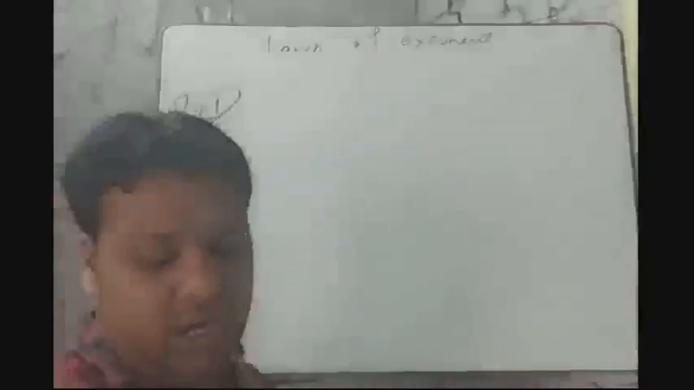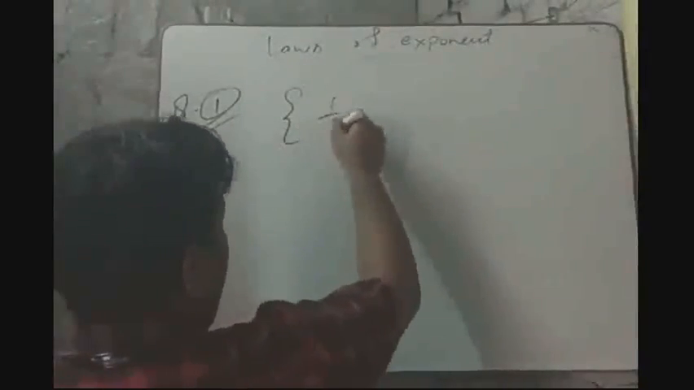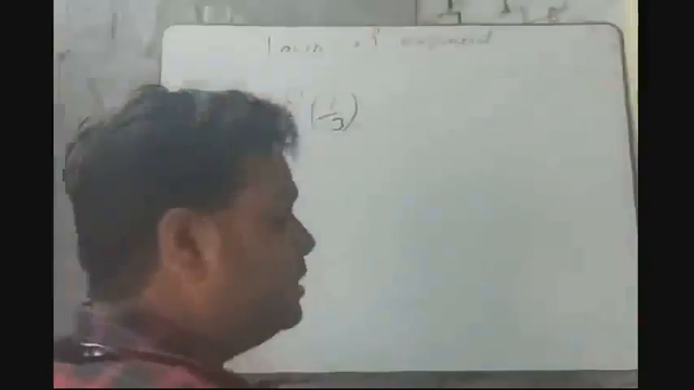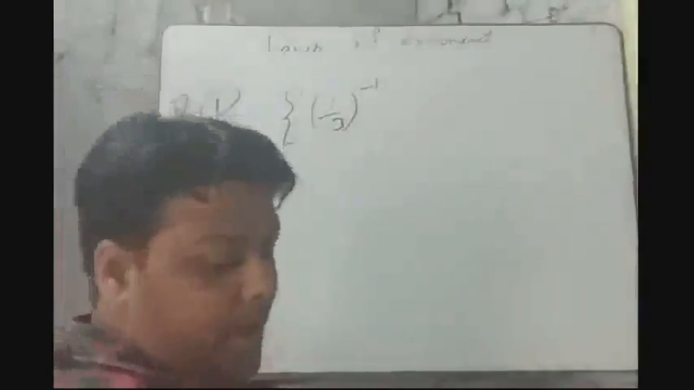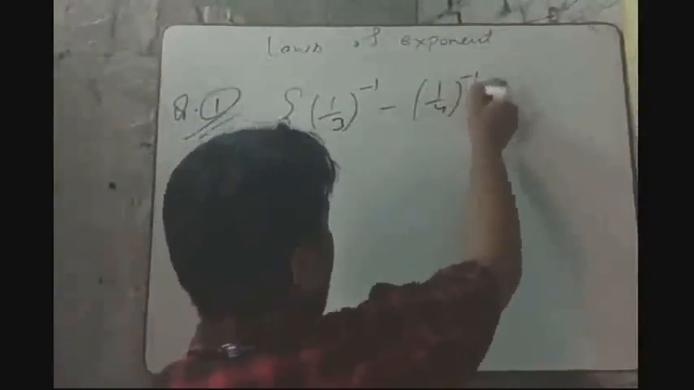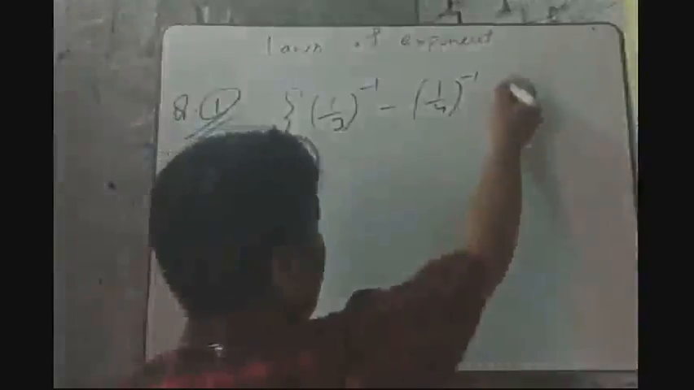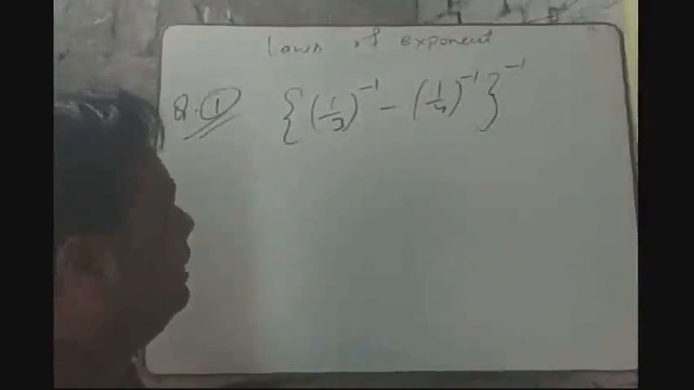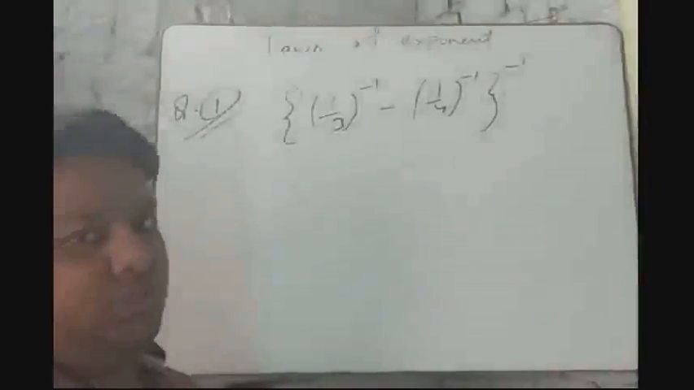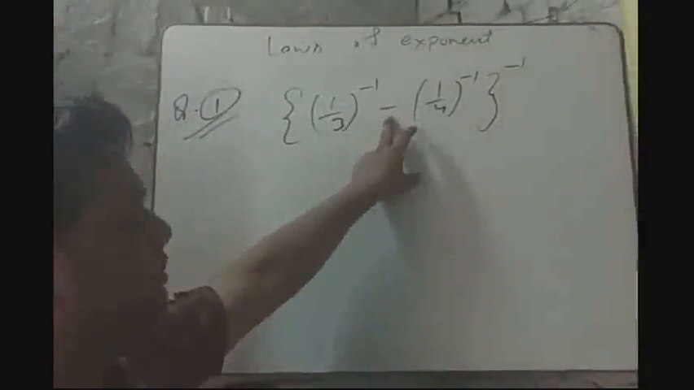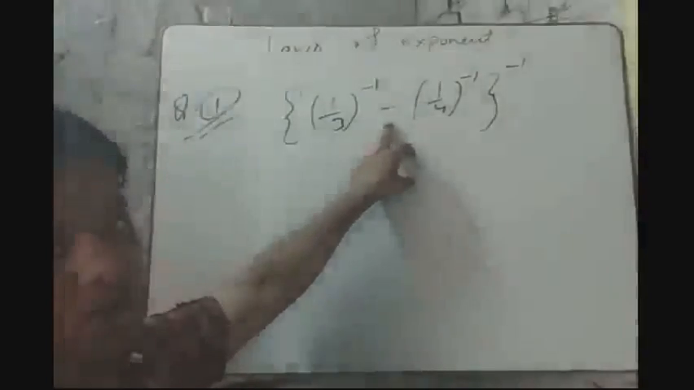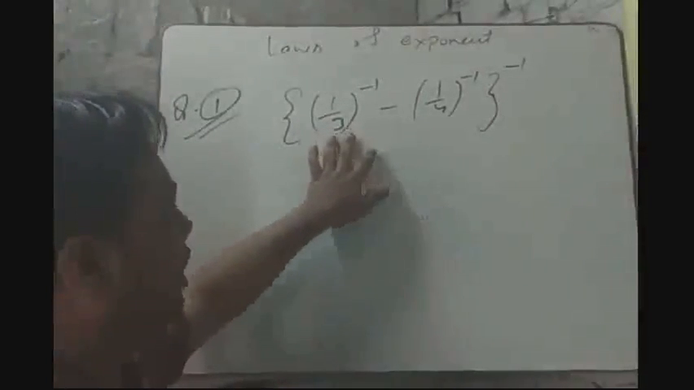Now see, the first question I am reading here. That is, (1 by 3 to the power minus 1 minus 1 by 4 to the power minus 1) to the power minus 1. What laws of exponents will we apply in this question? Here there is no multiplication sign and no division sign, so we cannot apply them. So we will solve it separately.